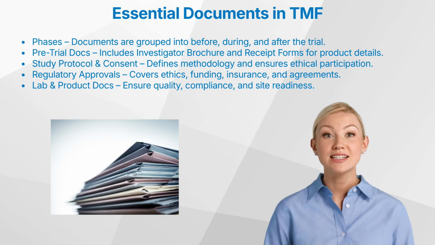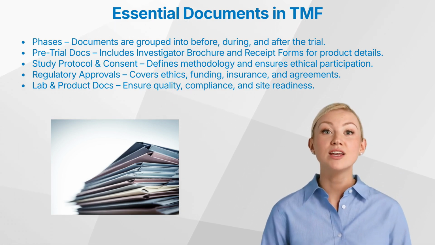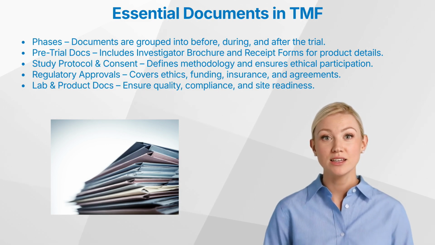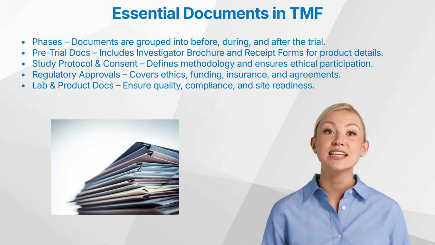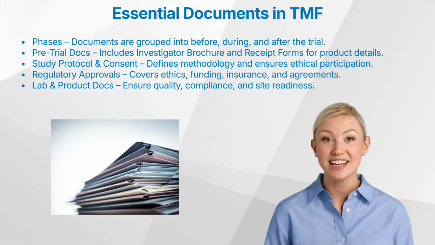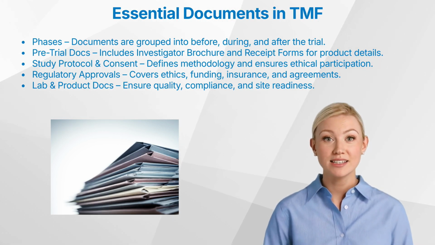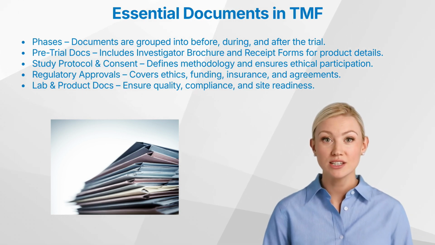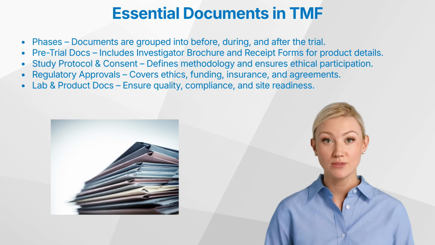1. Investigator brochure and receipt forms. The investigator brochure and receipt forms contain detailed information about the investigational product, including its composition, pharmacology, risks, and benefits. Investigators must acknowledge receipt of this brochure to confirm their understanding of the product. 2. Signed protocols and amendments. The protocol outlines the study objectives, methodology, and procedures, while amendments document any modifications to ensure proper tracking and approval.